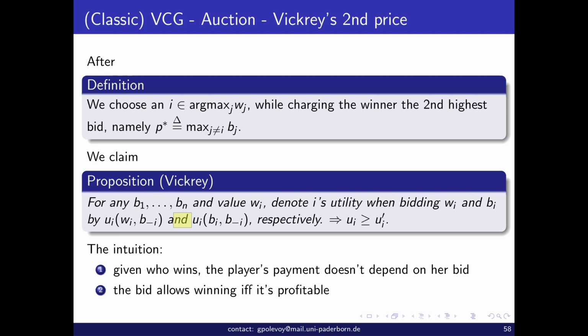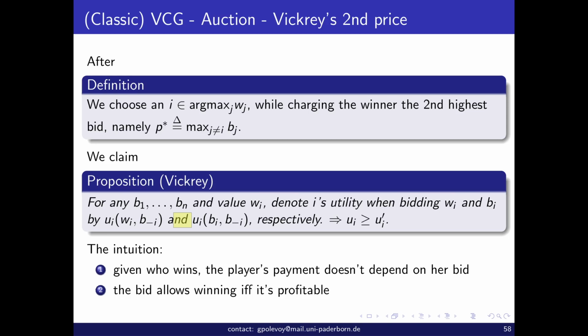So we denote ui without anything as the utility of player i when she bids her true value, while the rest keep bidding b, whatever they bid, b of minus i. And we denote the utility of player i when she bids something else, bi, by ui prime, simply because that's what the book does. Not that it's the best thing to do.